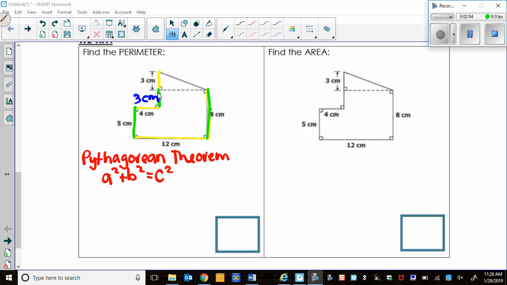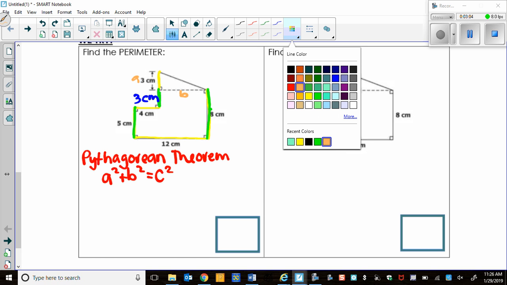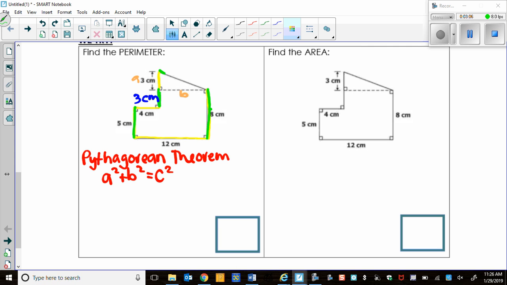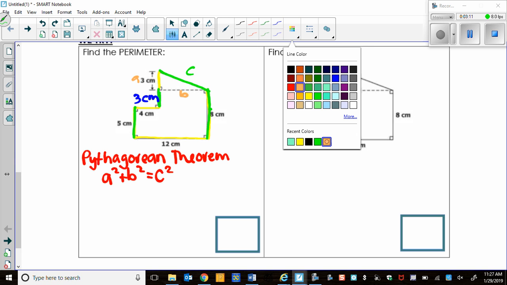Now, I'm going to label 3 as A. I need to find B, and C is what I'm going to eventually find. So I'm going to find C right here. But I don't know B. That is a problem right now.